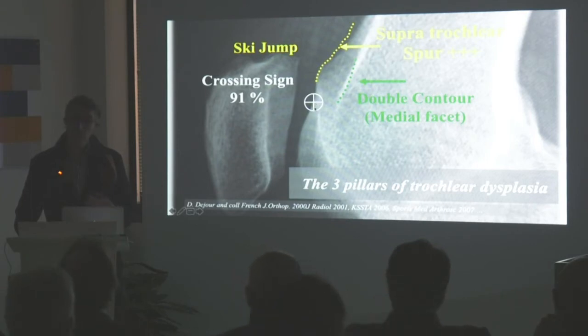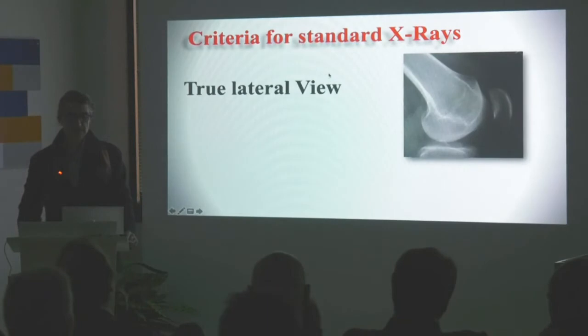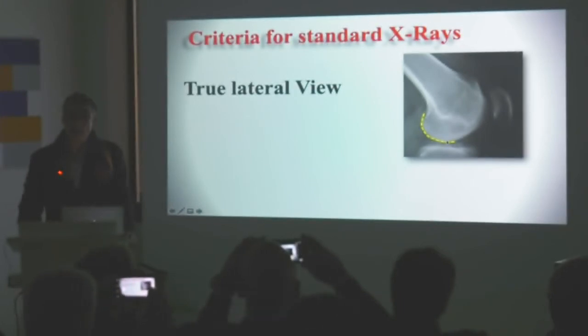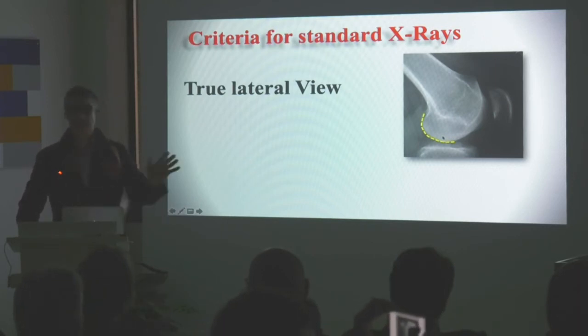You can have only the crossing sign. You can have crossing sign and supratrochlear spur. You can have crossing sign and double contour, but sometimes you have only the crossing sign, okay? So you understand that you don't have all of them every time, and that depends on the grade of your trochlear dysplasia. So the criteria for a standard X-ray, first of all, good X-ray. Both condyles on the same line. That's mandatory. If you don't have that, it's not necessary to look at the trochlea, for sure.